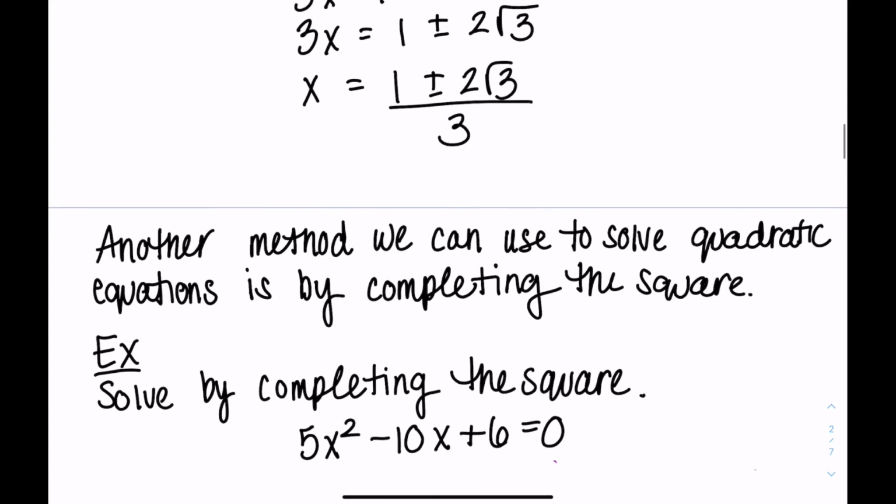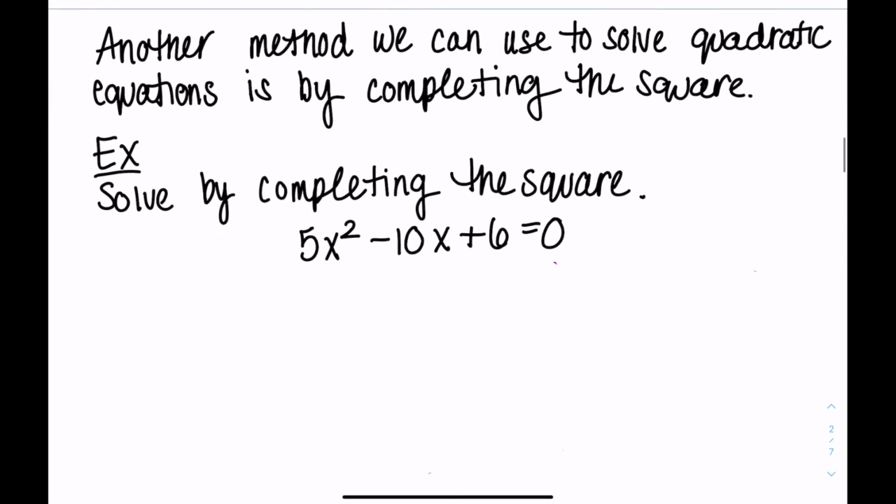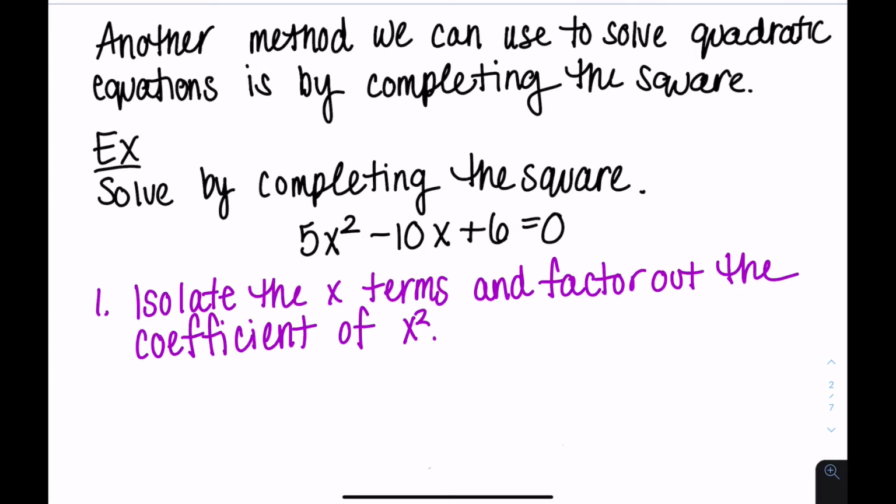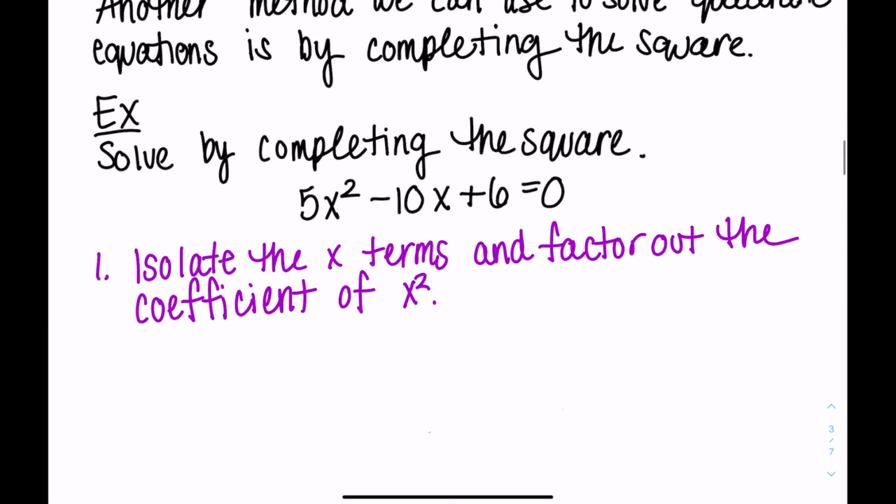So the next method we could use is completing the square. This is probably your most tedious method, and it's the one you're going to want to use the least, but you don't want to just completely toss this method out. We're going to need it for other things. What you need to do is make sure we isolate the x terms first, and then we want to take the coefficient out of the x squared. Our goal is to make it a perfect square to be able to do exactly what we just did above: take a square root, and you get that plus or minus answer.